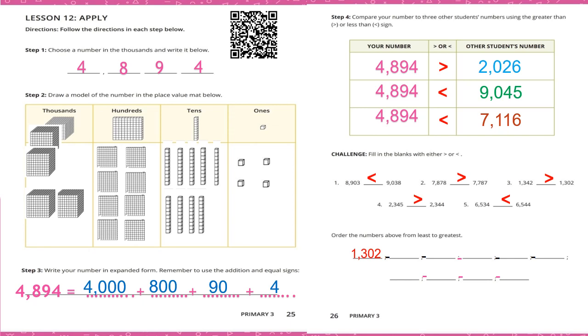1302. It's the smallest one. The next one, 1342. The next, 2344, and so on. You can complete by yourself.